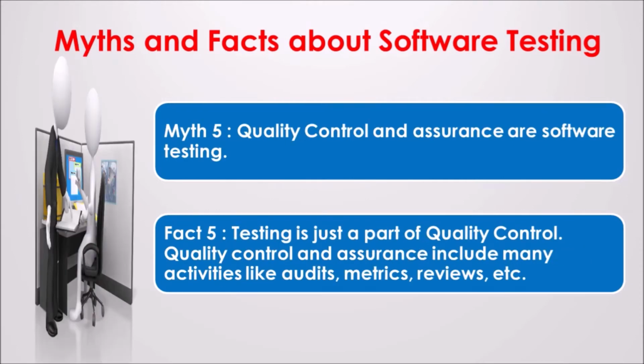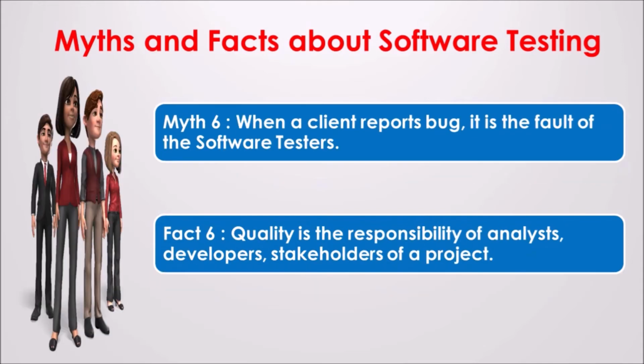Myth 5: quality control and quality assurance are software testing. Fact 5: testing is just an integral part of quality control. Quality control and assurance include many activities like audits, metrics, reviews, and so on.